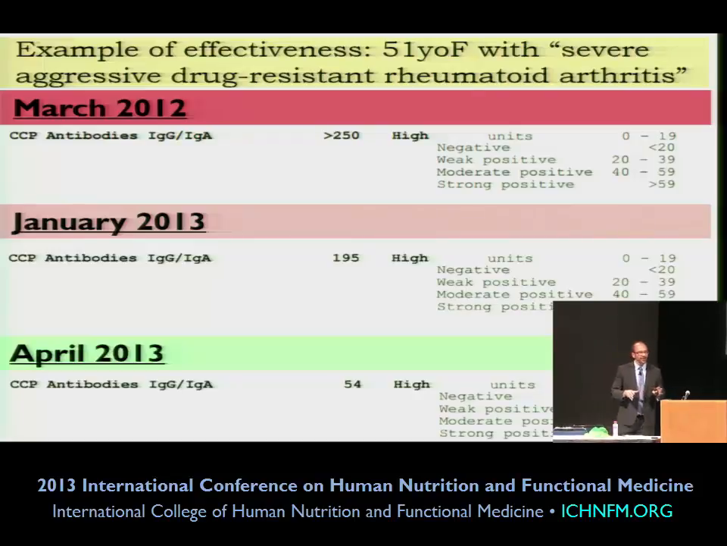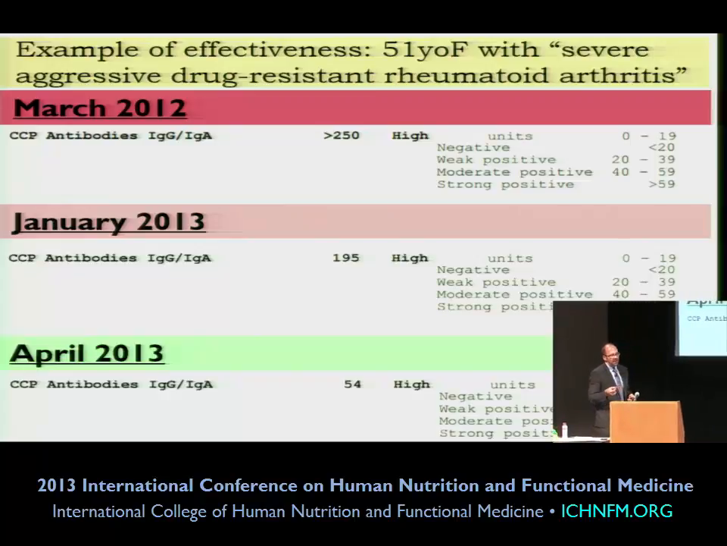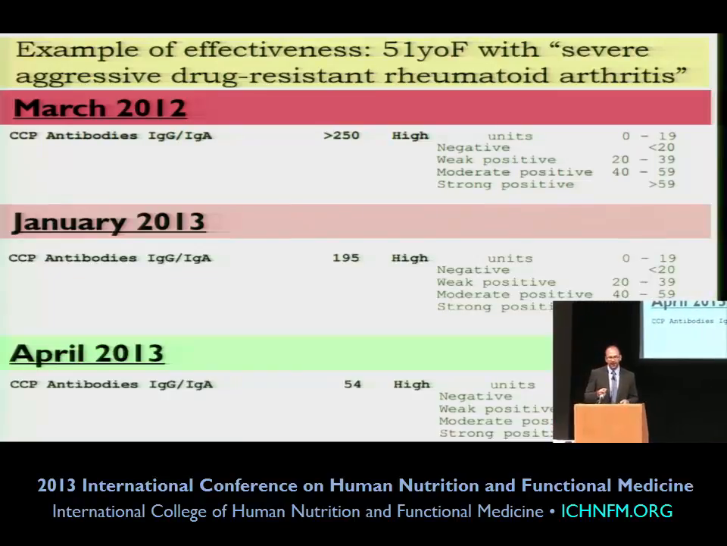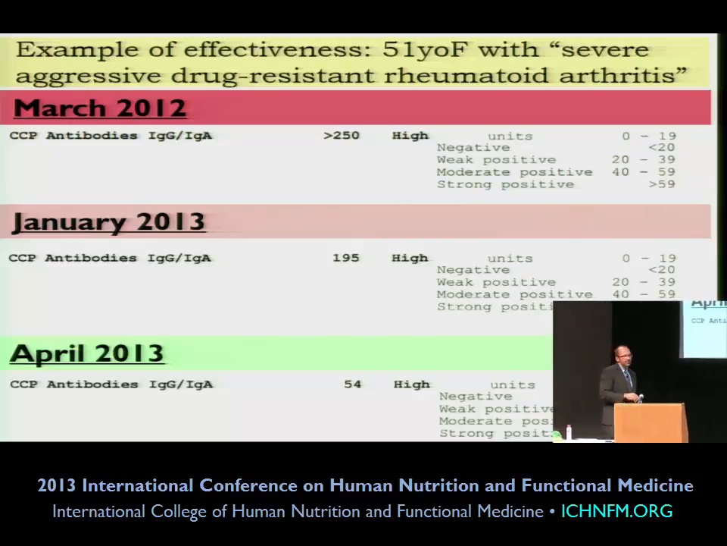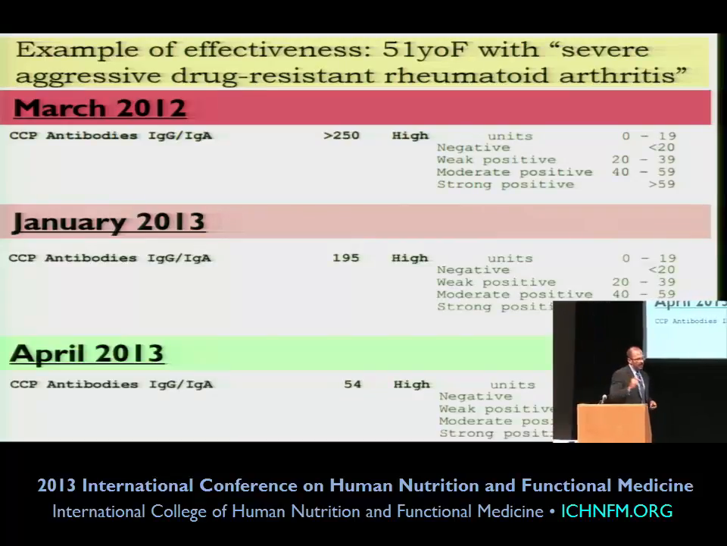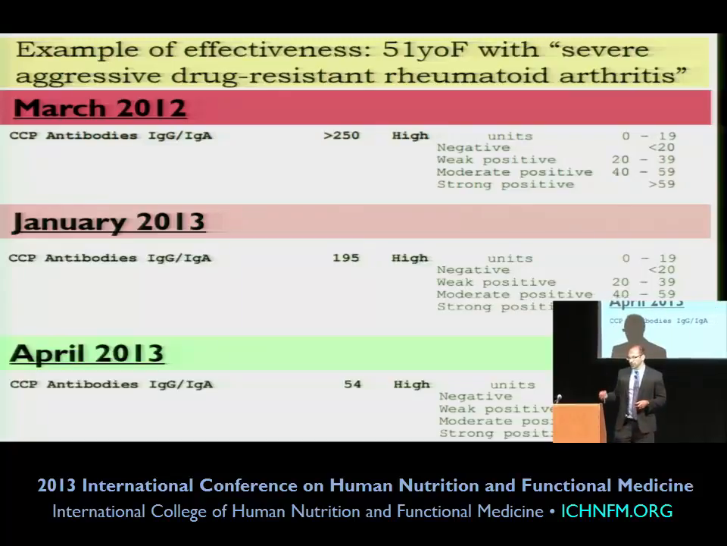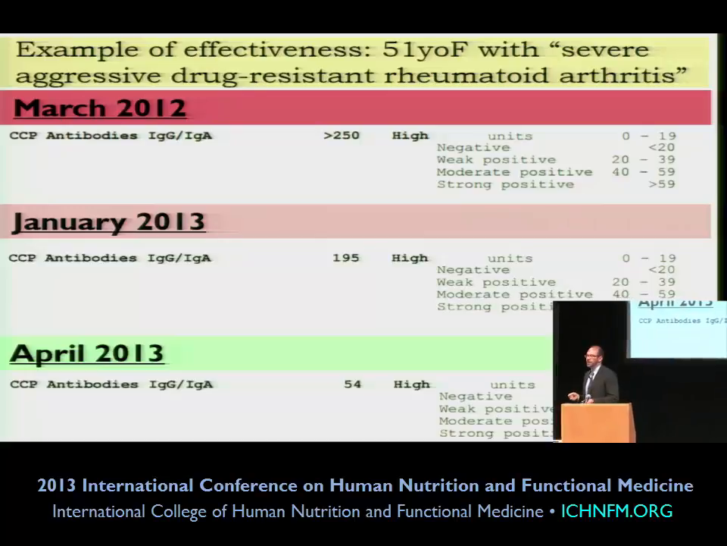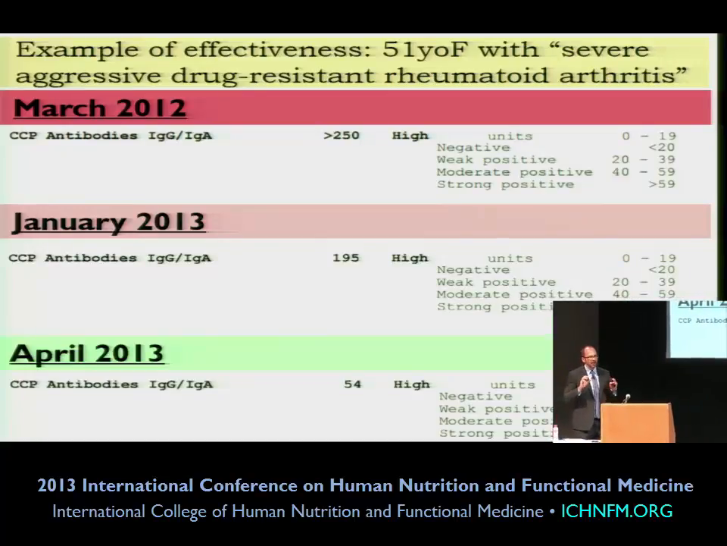So she followed the same protocol that we're about to go through right now. And about 9 months later, in January of this year, her CCP antibodies were reduced to 195. She was not quite asymptomatic, but she was certainly out of the firestorm of inflammation she had been in before. And what I'll tell you this afternoon in the presentation is I modified her treatment plan in January, and then just 3 months later, her antibodies went from 195 down to 54.